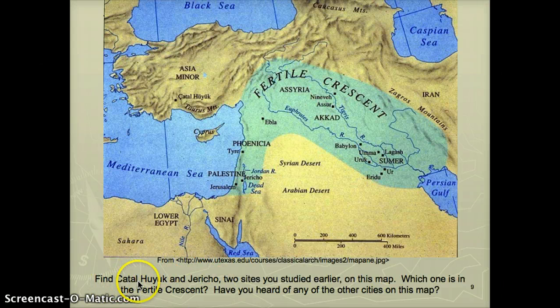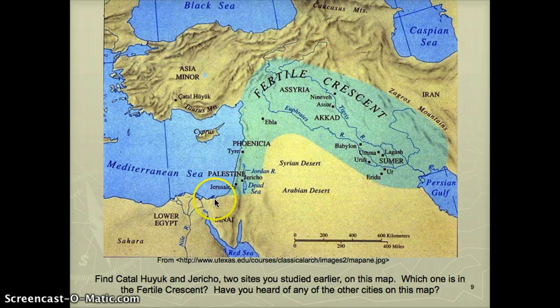Can you guys find Catalhuyuk and Jericho, two of the sites that we have already studied? Go ahead and pause it real quick just to see if you can find where those are. Hopefully you were able to find that Catalhuyuk is right here, and then you have Jericho right here. Which of these two is in the Fertile Crescent? Jericho is right here. So here's the Fertile Crescent. You can see that was in this geographically lucky zone for the civilization.